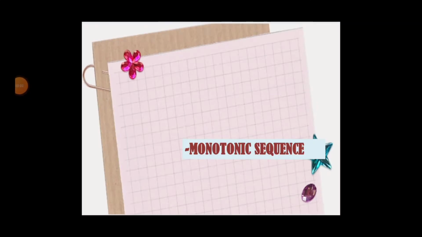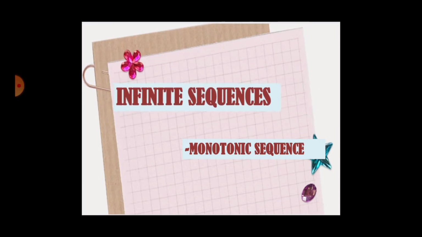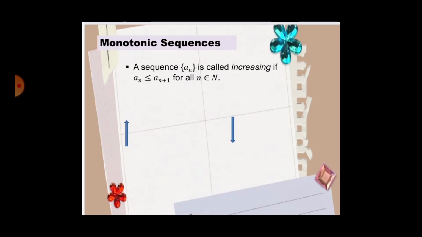We will be discussing in this video infinite sequences, monotonic sequences. A sequence a sub n is called increasing if a sub n is less than or equal to a sub n plus 1 for all n element of N. A sequence a sub n is called decreasing if a sub n is greater than or equal to a sub n plus 1 for all n element of N.